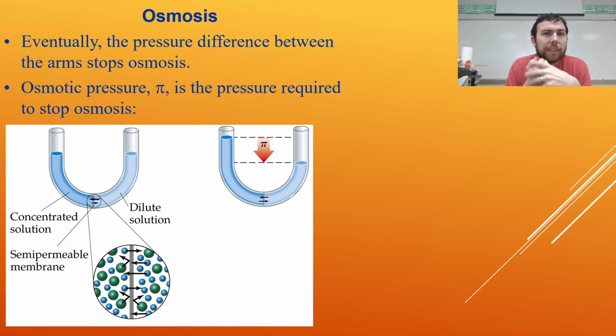Now, eventually, that's going to stop. It's not just going to keep moving. Eventually, it's going to get to a point where it stops. And so the osmotic pressure, pi, is the pressure required to stop osmosis. What we're seeing here, the difference in the heights between these two levels, would represent the osmotic pressure, because no more solvent is transferring to the more concentrated side, right? And notice that in the diagram, there is a semi-permeable membrane that's only allowing specific particles to pass through.